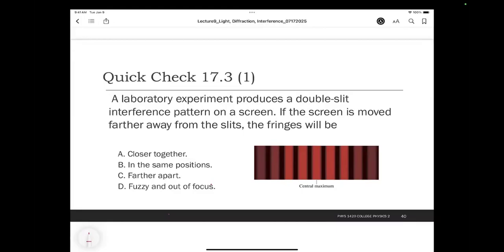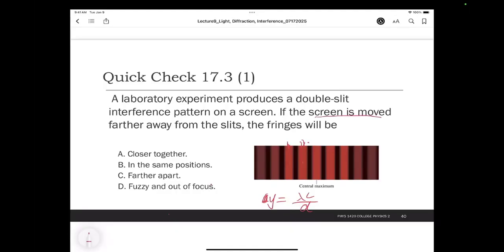Okay, 2 lambda. Let's quick check this question. A laboratory experiment produces a double slit interference pattern on a screen. If the screen is moved farther away from the slits, the fringes will be like this. The question just lets us decide how the fringe spacing changes. The difference between two bright fringes is equal to lambda L divided by d. Lambda is the same, am I right?